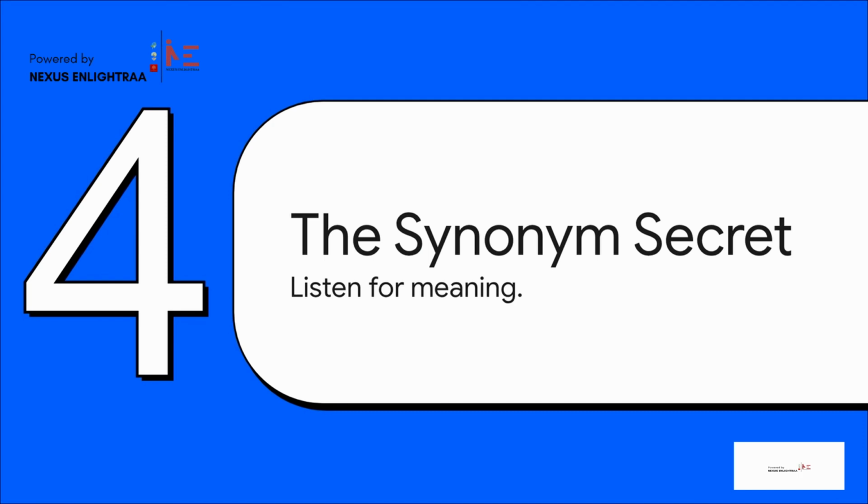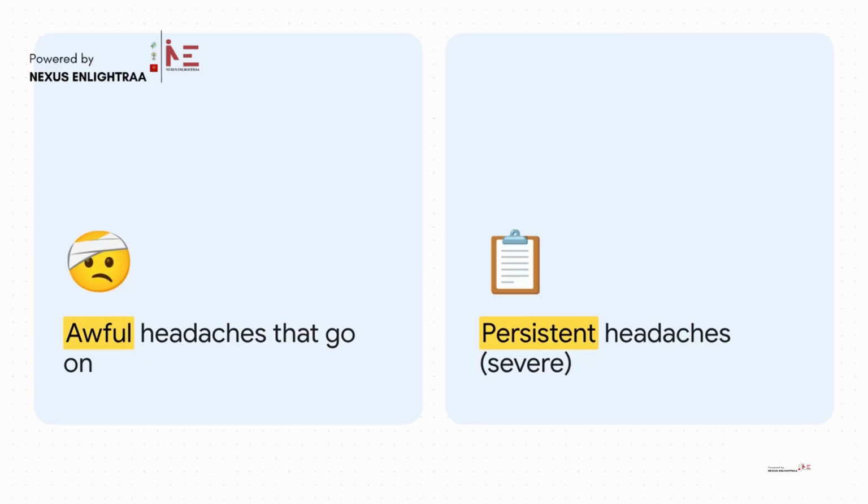That's Section 4, the Synonyms secret. It's all about listening for meaning, not exact matches. And this brilliantly illustrates the biggest trap of all. If you just wait to hear the exact words printed on your page spoken aloud in the audio, you are absolutely guaranteed to miss the answer. You have to listen for the meaning.